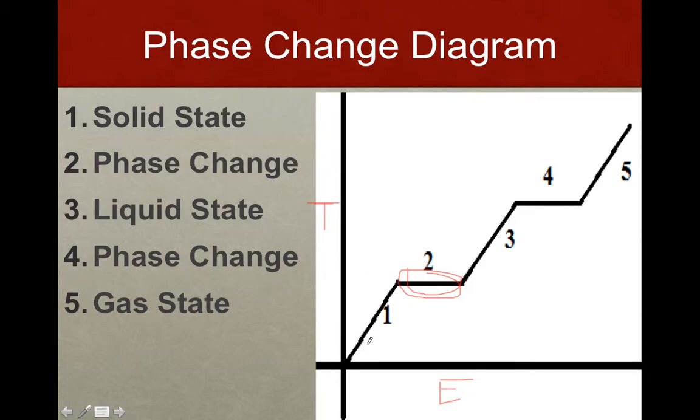And we'll go through these. Number 1 identifies the solid. Number 3 is your liquid. And number 5 is a gas. So solid, liquid, gas.